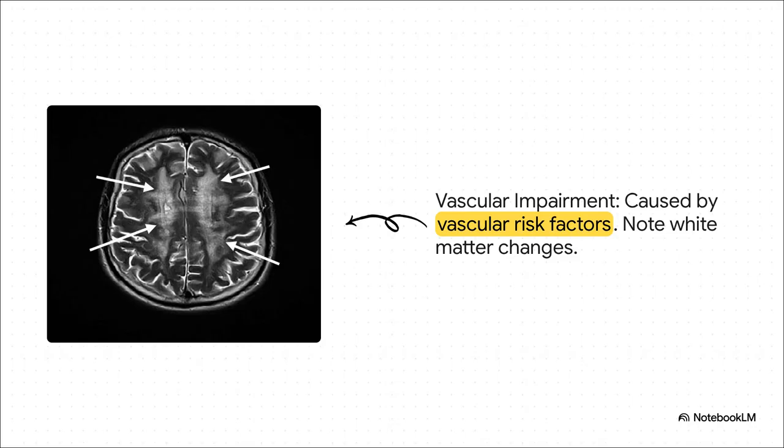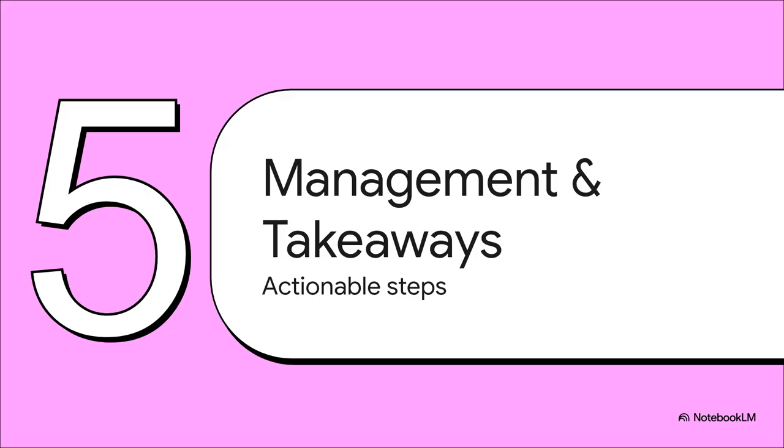And finally, we have vascular cognitive impairment. This is what happens when cerebrovascular disease, things like mini strokes, damages the brain over time. Your big clue is a patient with a heavy burden of vascular risk factors: hypertension, diabetes, smoking. And the MRI will often show these diffuse white matter changes, which basically represents widespread damage from all those tiny insults.